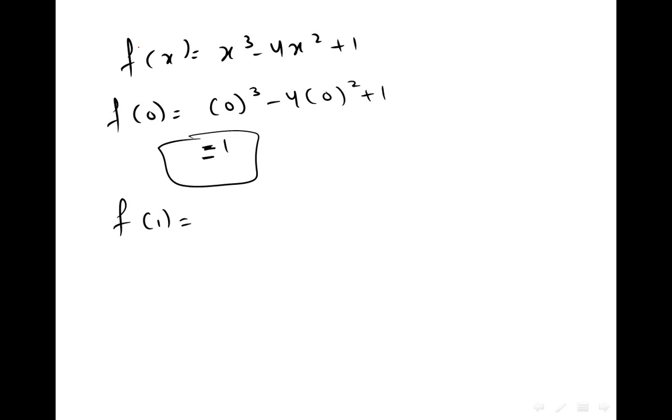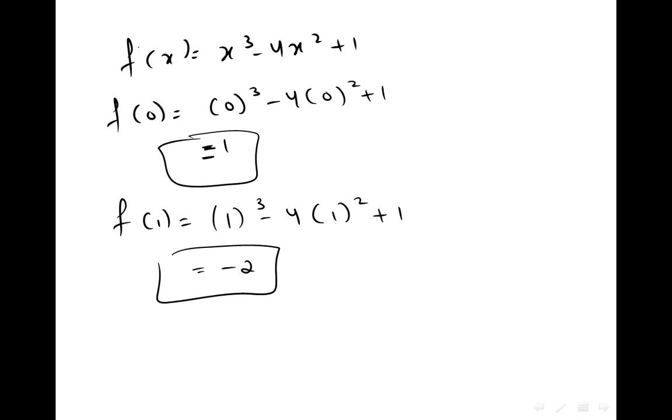Now let's see what's f of 1. 1 cubed minus 4 times 1 squared plus 1. 1 cubed is 1. 1 minus 4 will be minus 3. Minus 3 plus 1 will be minus 2. So here it's positive, but here it's what?